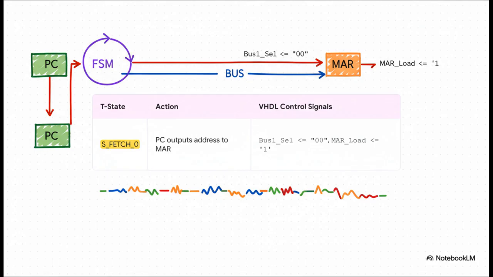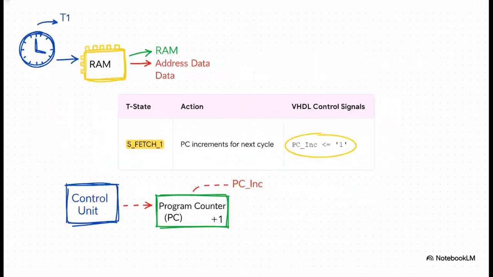First, it tells the program counter, the PC, to put its address out onto the bus, and at the exact same time, it activates MAR load. That tells the memory address register, the MAR, to snatch that address off the bus. And just like that, the command is on its way. Now this next part is where things get really clever.